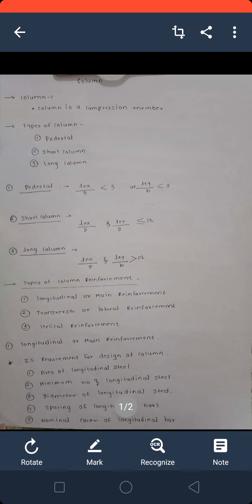So type number 1, longitudinal or main reinforcement. As per IS 456/2000, clause number 26.5.3.1, longitudinal reinforcement resists axial load and bending moment. The transverse reinforcement resists the shear force, and shares a small fraction of axial load if provided in the form of helical reinforcement, which keeps the main reinforcement in position and prevents the longitudinal bar from buckling.